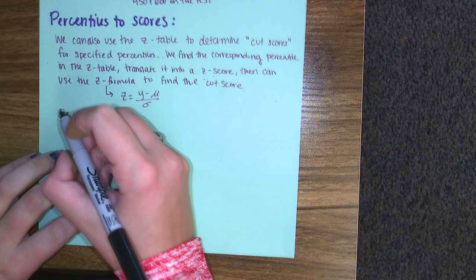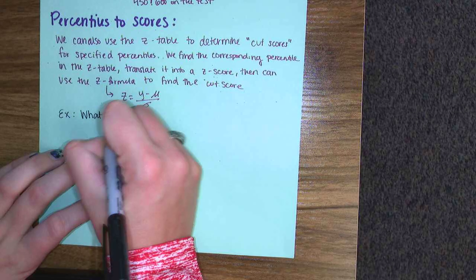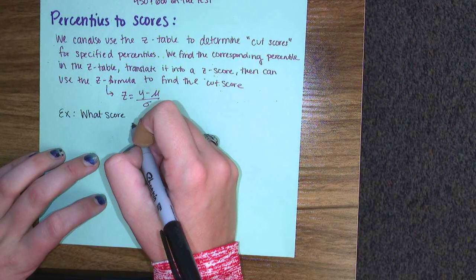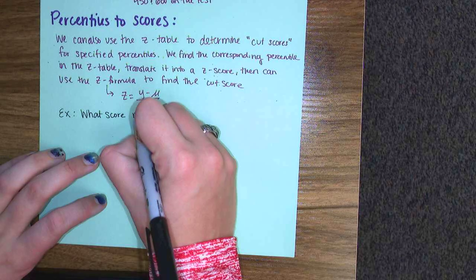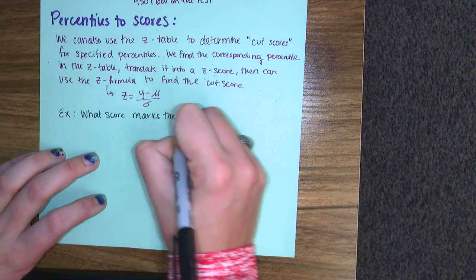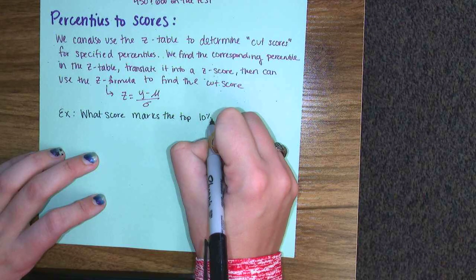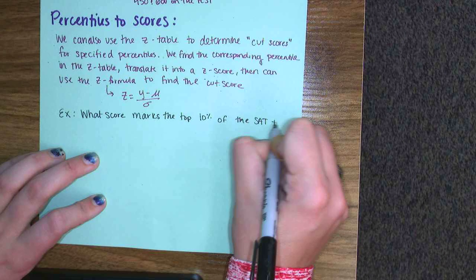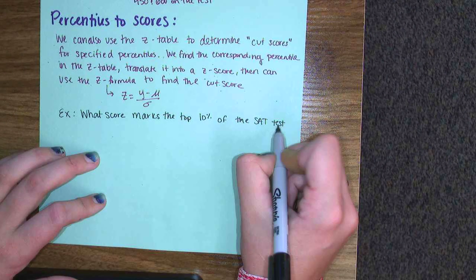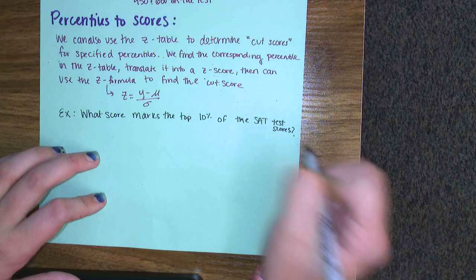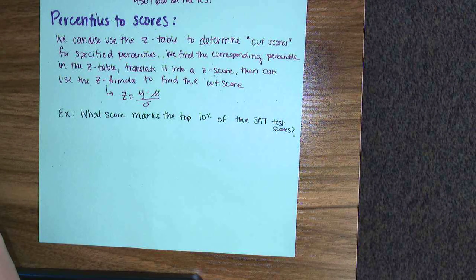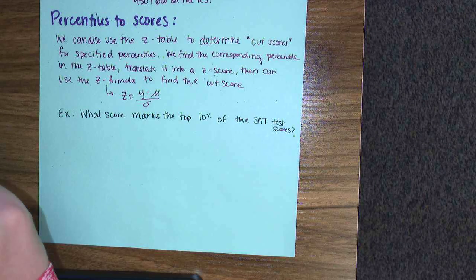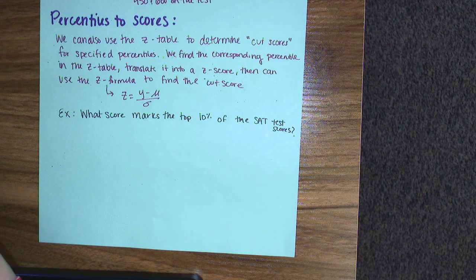So example, what score marks the top 10% of the SAT test scores? Alright, so now we're going to basically be using the tables in the opposite direction, which means I need my book back.